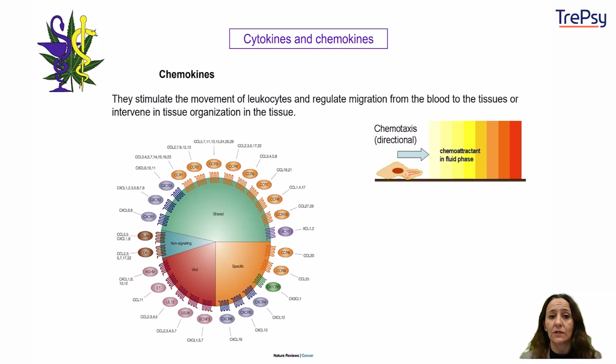Chemokines are also cytokines, in the group of cytokines, and they stimulate the movement of leukocytes and regulate migration from blood to tissues or intervene in tissue organization. In this case, we can observe that cells can move from one side to the other thanks to chemokines. So in places where chemokines are in high concentration, our cells having the receptor for these chemokines can move directly to that area of higher concentration of chemokines.